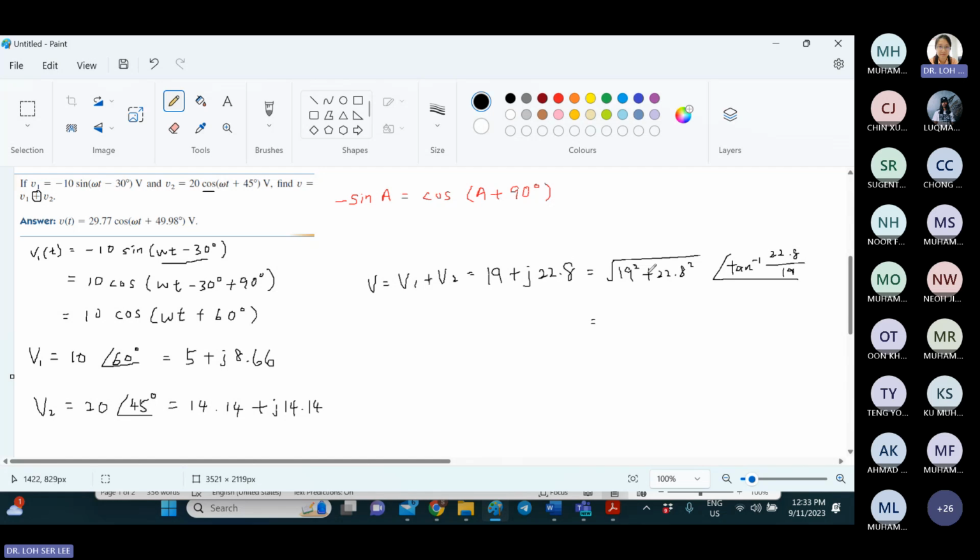Okay, so this one you get 29.77. And this one is 49.99. Okay. Then we can get the time domain, the sinusoid. The sinusoid is Vm cos(Wt + 49.99 degrees).